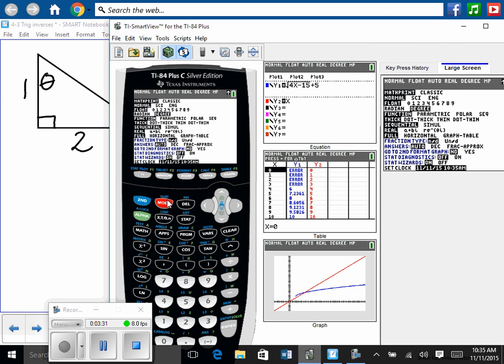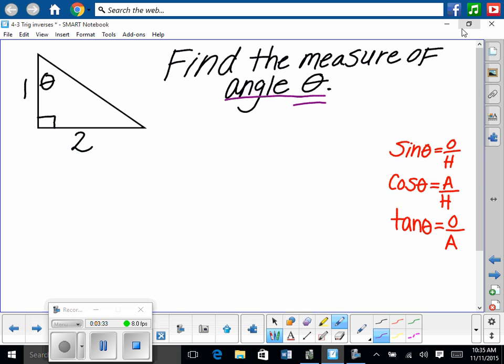Okay. All right, so now we're going to find the measure of angle theta. So pay close attention. Look at our right triangle. Do we know all the sides? No. We don't need to know all the sides, though. We're going to use the information we're given, and we're going to pick which trig ratio we're going to use according to the picture.